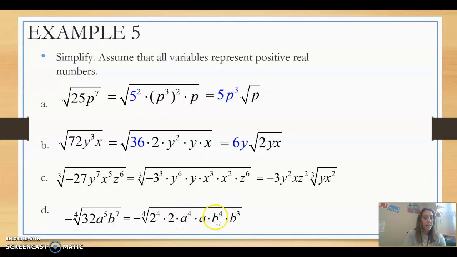And then b to the 4th power, that's a perfect 4th power, and then whatever's left from the b to the 7th would be b to the 3rd, and then we're going to take out all of our perfect fourths, and we end up with negative, don't forget the negative that was out front, so negative 2ab, fourth root of 2ab cubed, because that's what's left over.